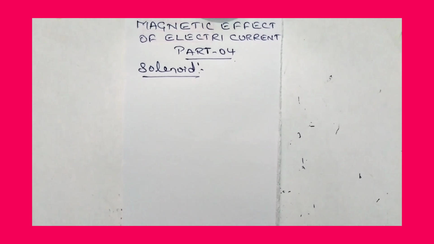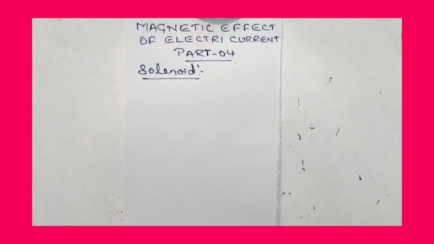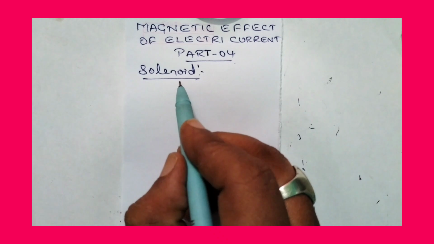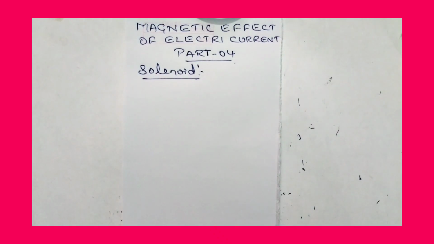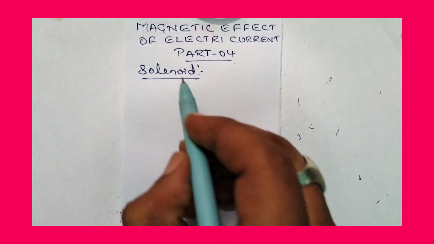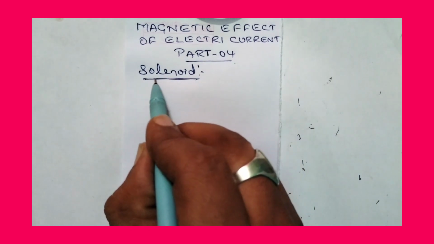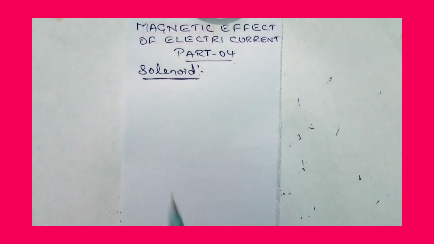Now we are going to study part 4 of magnetic effect of electric current. In part 4 we have to study about the magnetic effect due to current in a solenoid. Let us study the magnetic effect due to current in a solenoid.